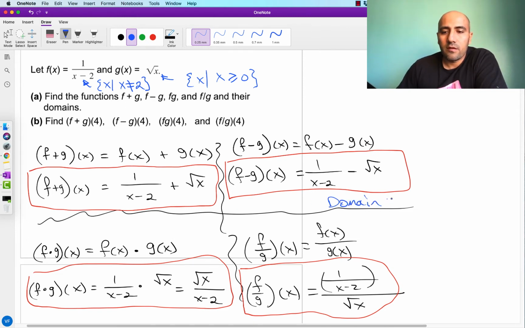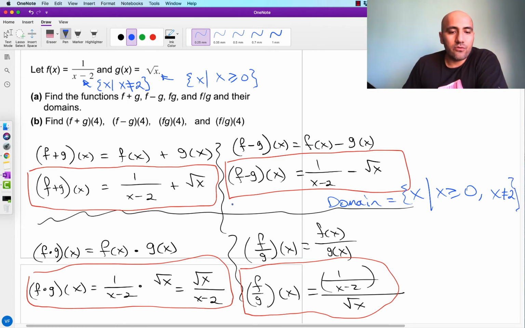Domain is going to be equal to all real numbers such that x is greater than or equal to 0. So that includes a 0, is allowed there. A 0 is allowed there as well, because then we'd end up with just 1 over negative 2. And that's fine. That's not undefined. But then we also have one more restriction, and that's that x cannot be equal to 2. Right? Because if we let x equal to 2, we'd end up with a 1 over a 0, which is undefined. Okay, so that's the domain for both of those two.